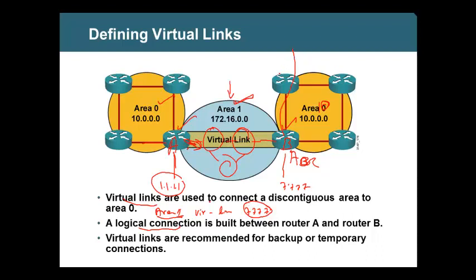Likewise, when we go to B and say area 1 virtual-link 1.1.1.1, router B will use the area 1 direction, the area 1 link, and using its own address as the source address and the destination address as this 1.1.1.1, they both negotiate and now they bring up a tunnel. What does tunnel mean? Encapsulation. Tunnel means encapsulation.